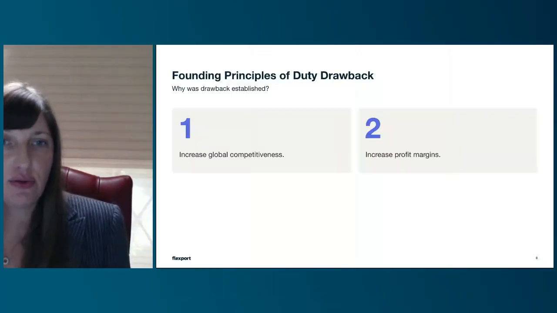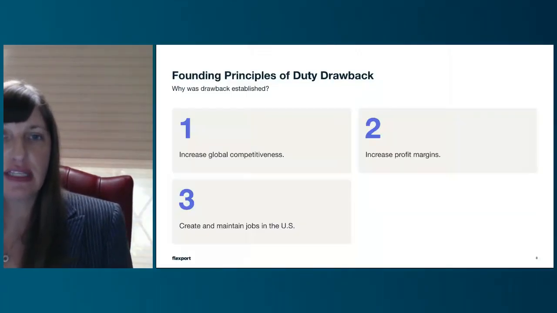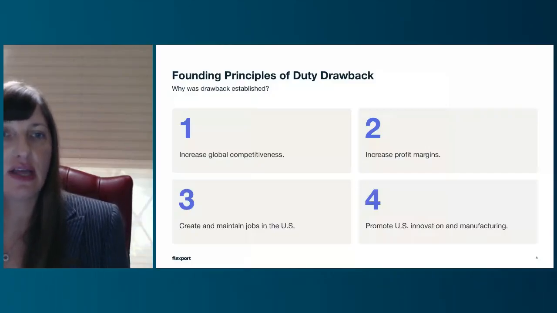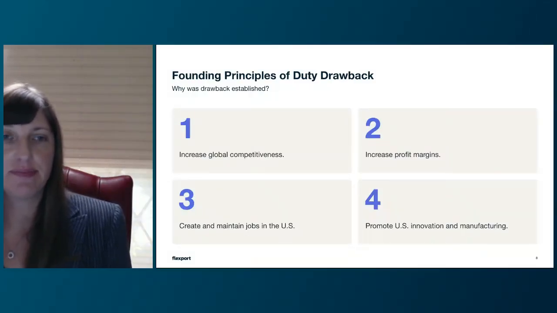Drawback is not a new concept. It's an export incentive program originally enacted on July 4, 1789, and is regulated by U.S. Customs under 19 CFR 190 and 19 U.S.C. 1313. After 235 years, the purpose remains the same. That is to allow U.S. exporters to increase global competitiveness, profit margins, create and maintain jobs in the U.S., and promote U.S. innovation and manufacturing.